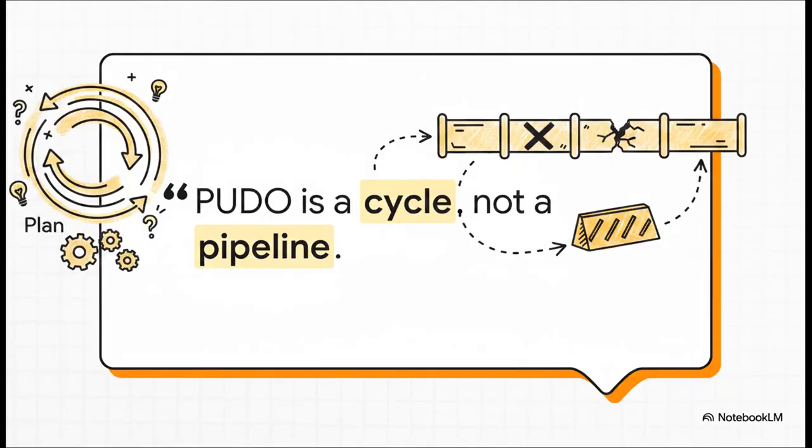And you have to remember this golden rule. PUDO is a cycle, not a one-way pipeline. The iterative nature of this framework is the whole point. So if you're in the develop phase and you hit a roadblock, maybe a missing dependency or a technical hurdle, don't just blindly push forward. It is perfectly normal and honestly encouraged to loop right back to the plan phase to redefine your constraints and fix the root of the problem.